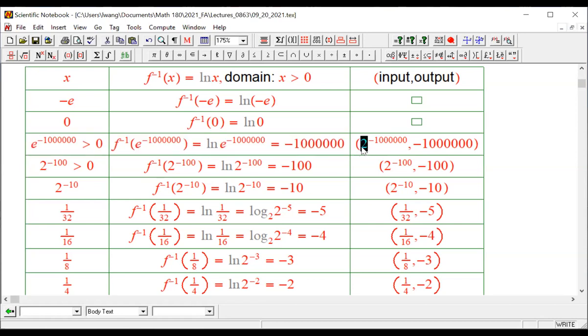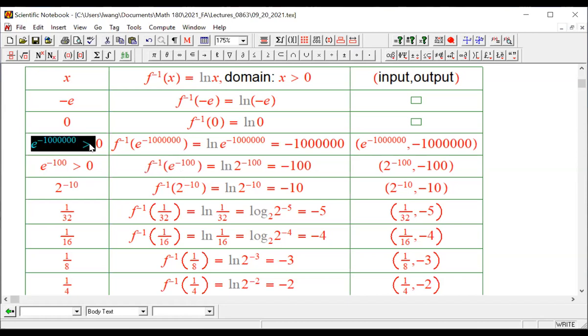So if I change the input from e to the power of -1,000,000, the output will be -1,000,000 by definition, right? If I change this to e to the power of 100, all of these inputs are still positive, right? And this will be e to the power of -100. So the output will still be -100. And this one I'm going to change to e to the power of -10.